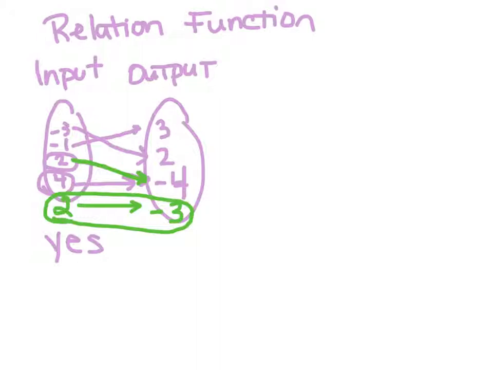It can no longer be a function because every single time in this problem we have a 2, we must have an output of -4. Okay, hopefully that makes a little bit of sense.